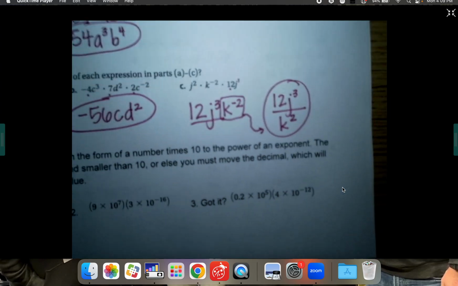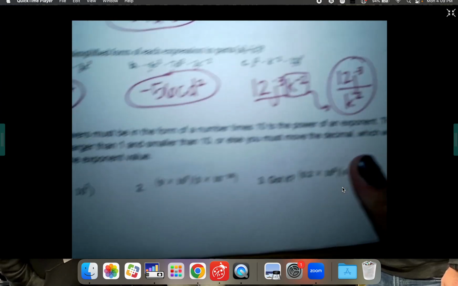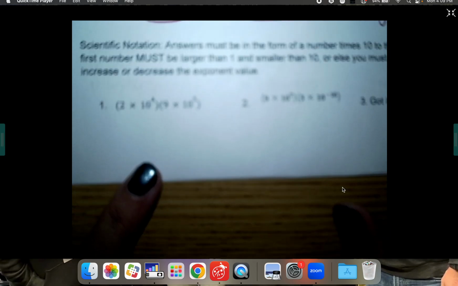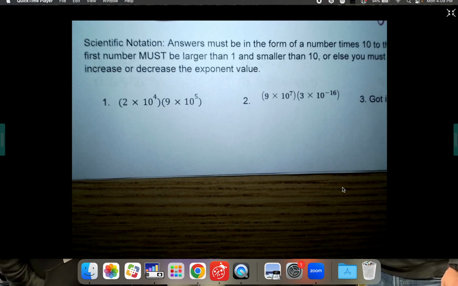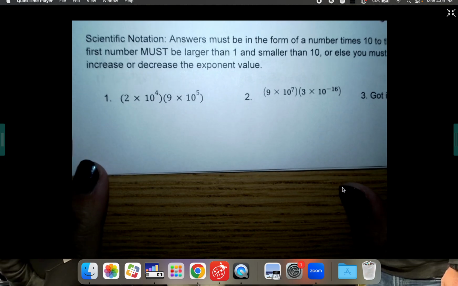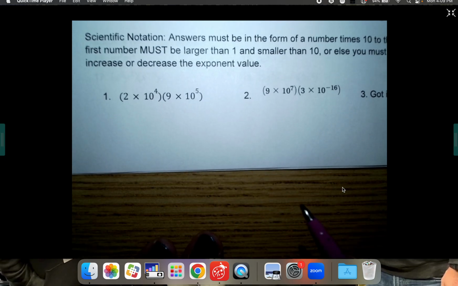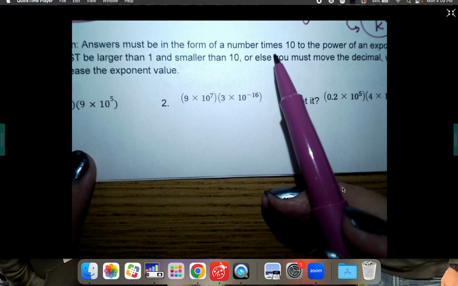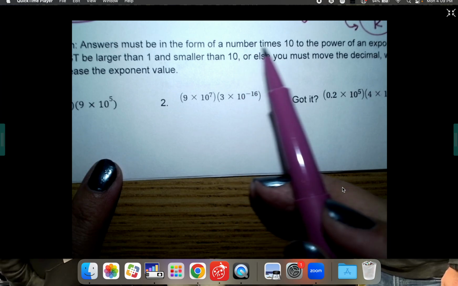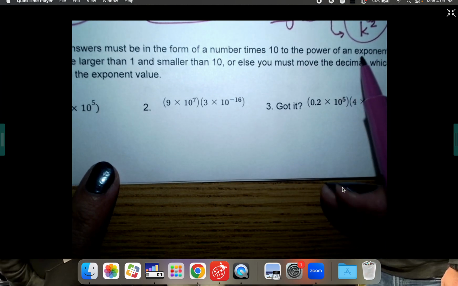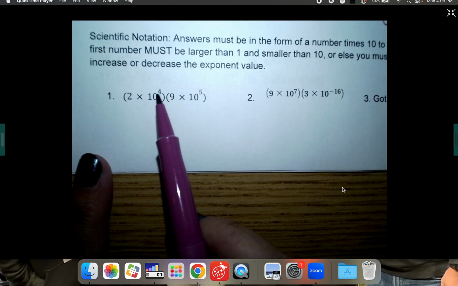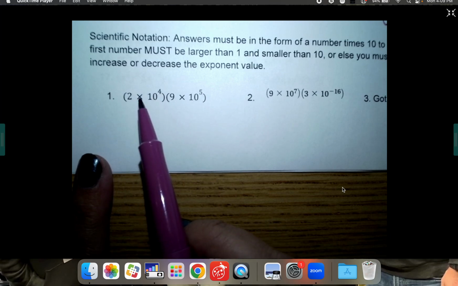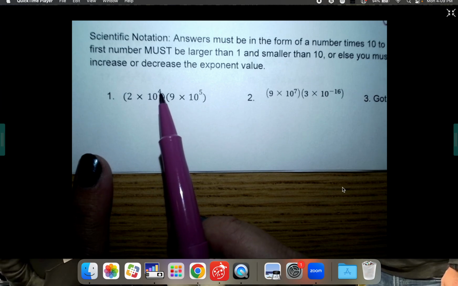Okay, I know that sometimes you learn scientific notation in science class, but it's also a math skill that we learn in pre-algebra, so you're supposed to know how to do this. So let's review, and if this is brand new to you, then you need to learn it now. For a number to be in scientific notation, it must be in the form of a number times 10 to the power of an exponent, like 2 times 10 to the 4th, like 9 times 10 to the 5th. It's always a number times a 10 to the exponent.